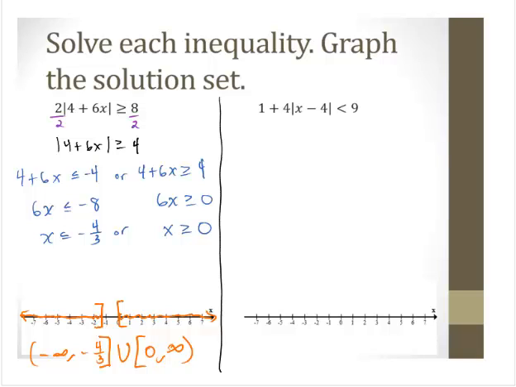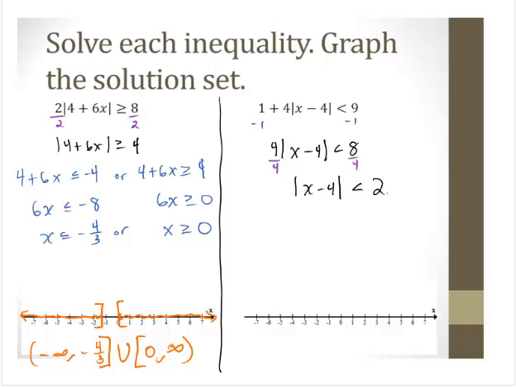1 plus 4 times the absolute value of x minus 4 is less than 9. Again, we will first isolate the absolute value. I'll subtract 1 from both sides. 4 times the absolute value of x minus 4 is less than 8. I'll divide through by 4. And the absolute value of x minus 4 is less than 2.